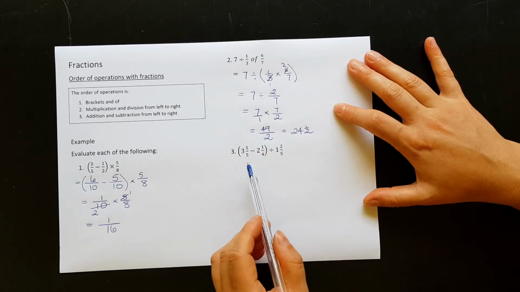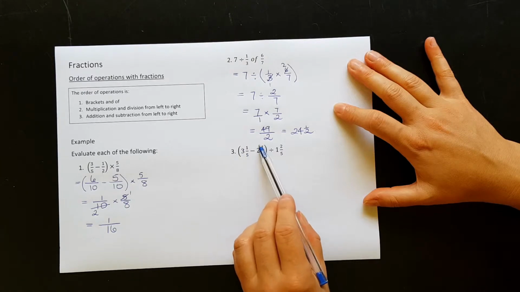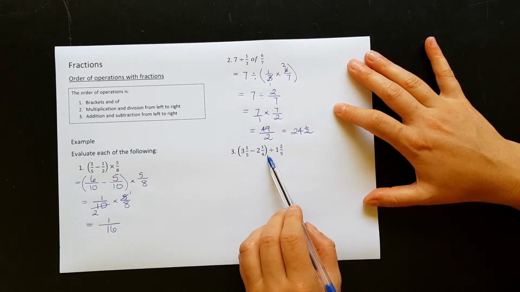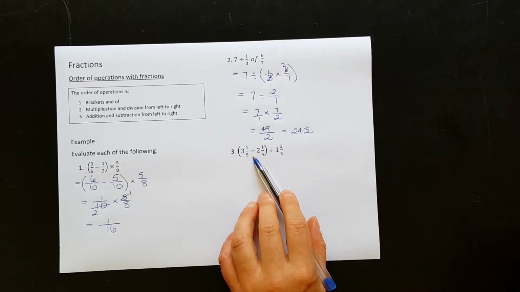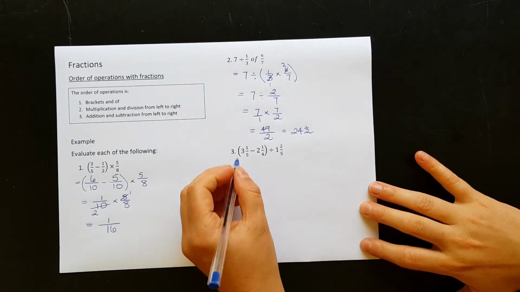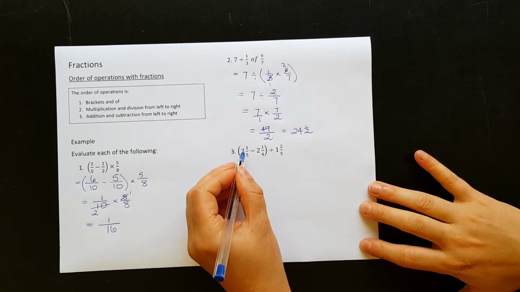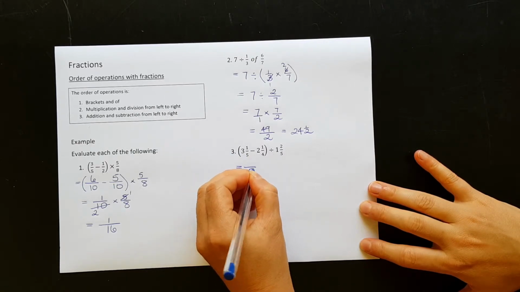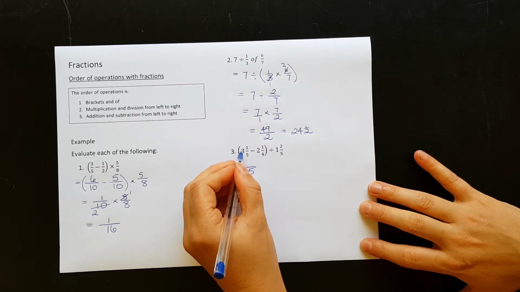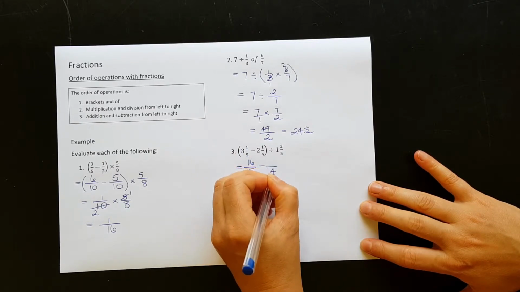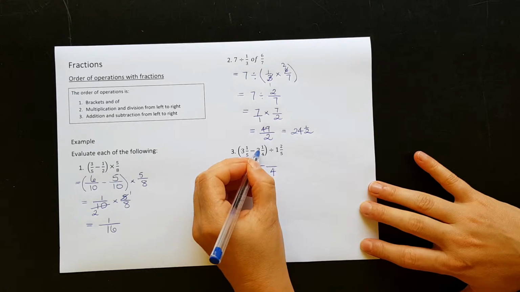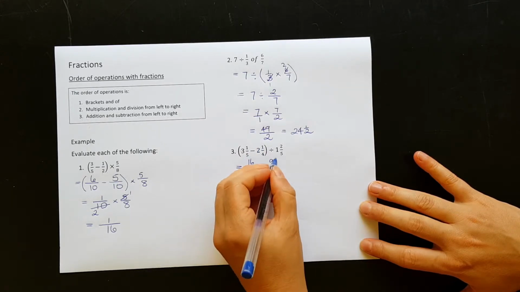Question 3. Again, we have brackets here. The brackets is going to need to be done first and then the divide. But we also have lots of mixed numerals in here. So let's change everything into improper fractions. The 5 will stay on the bottom. 3 times 5 is 15 plus 1 is 16. Minus 4 is on the bottom. 4 2s are 8 plus 1 is 9.